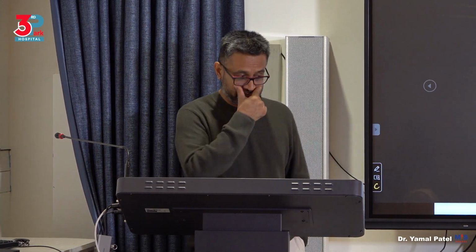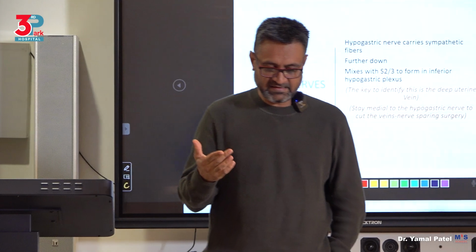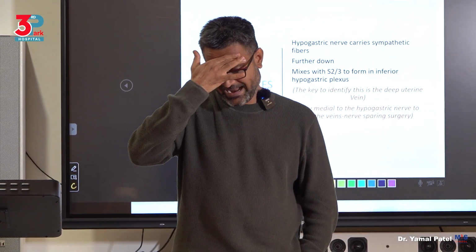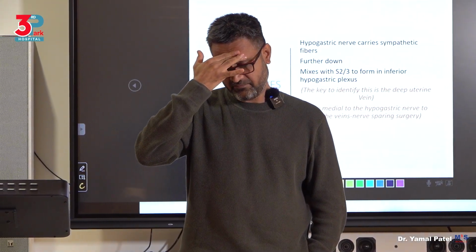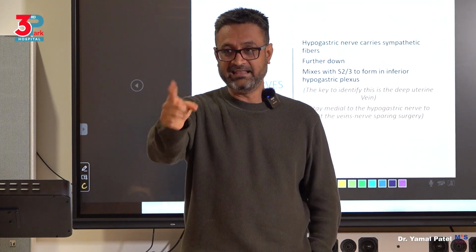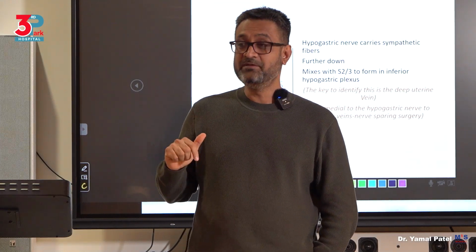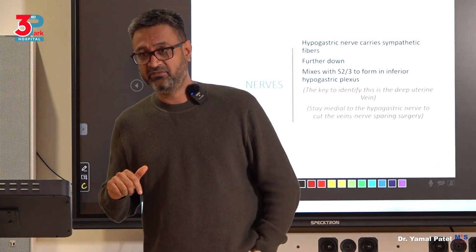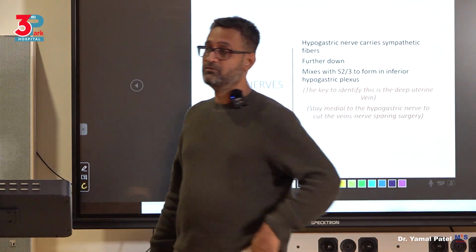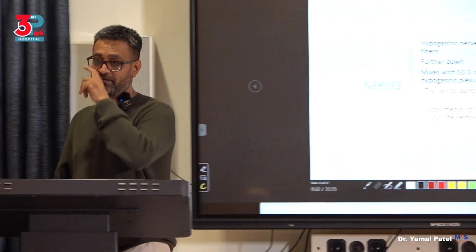We have to remember this, but the key point again for advanced surgeons is that the landmark for the inferior hypogastric plexus is the deep uterine vein. The deep uterine vein, you have to be extremely careful. When you're dissecting anywhere there, you're very close to the inferior hypogastric plexus. Okay? So nerves, we have discussed where they are.